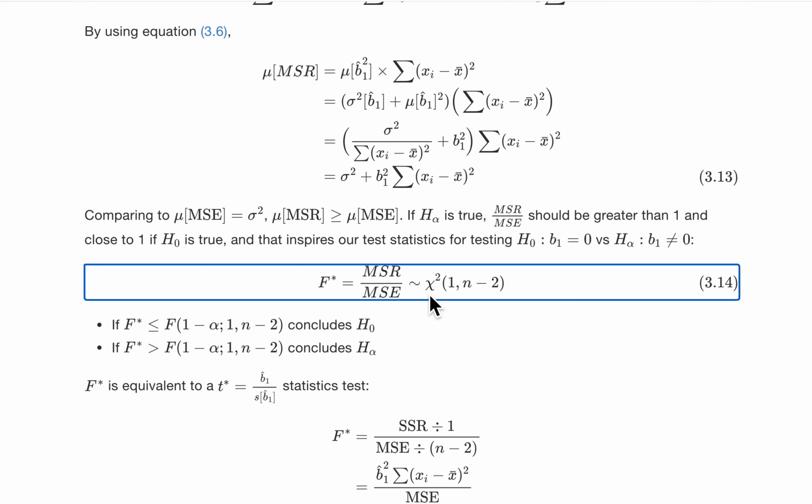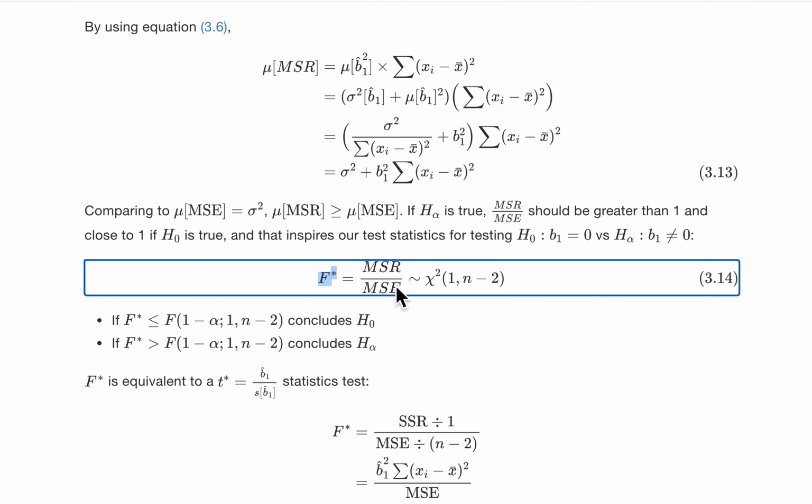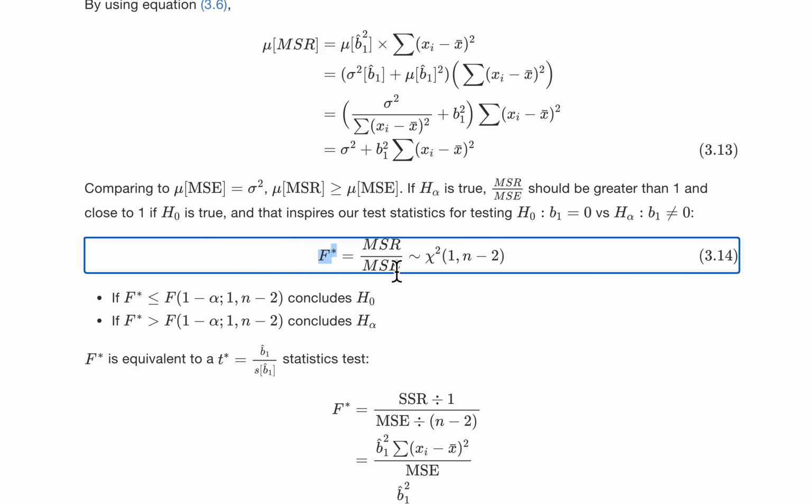Under the null hypothesis, we know that MSR divided by sigma squared is a chi-square distribution. MSE divided by sigma squared is a chi-square distribution as well. Now with two chi-square distributions, when they divide, it becomes an F distribution. So under the null hypothesis, the sigma squared terms cancel. Now it becomes an F distribution with 1 degree of freedom and n minus 2 degrees of freedom.